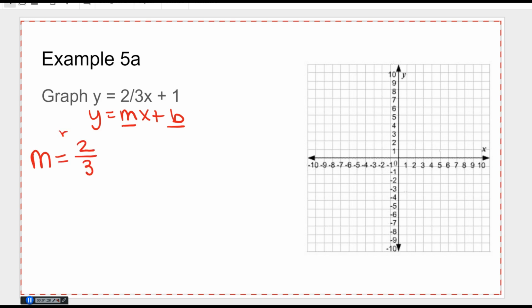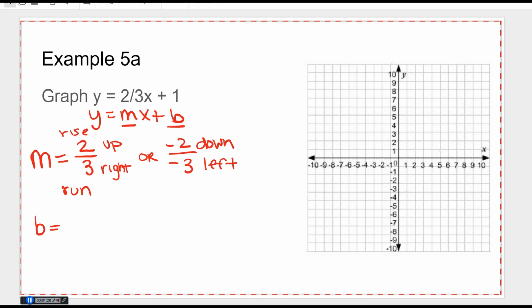Now remember that the top is your rise and the bottom is your run. So rise, if it's positive, it is in this case, so that's going to be up. And run, left or right, it's positive, so it's going to be right. Now there are 2 ways to express positive numbers, so 2 over 3 or both negative. So that would then mean down and to the left. It may seem like a lot of work, but if you do it every time, you will get the right answer. And b is equal to 1.